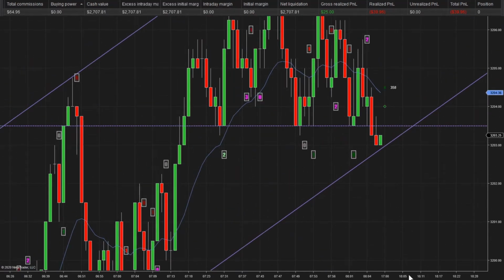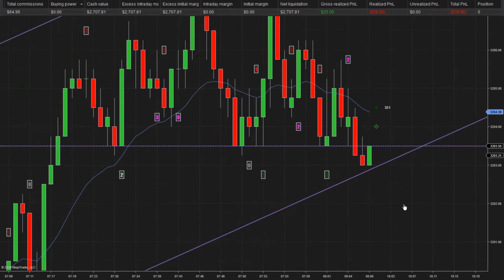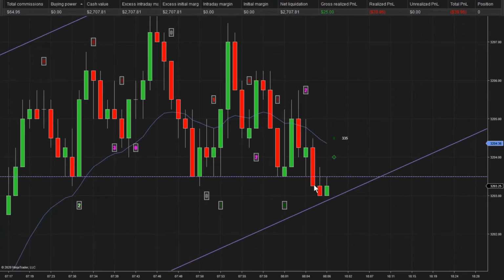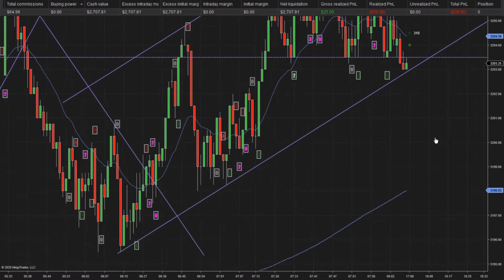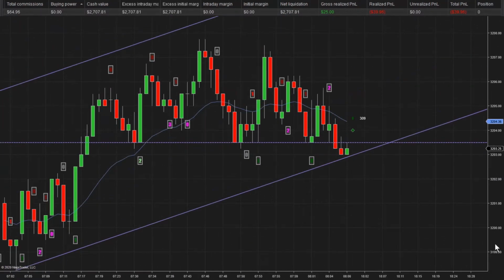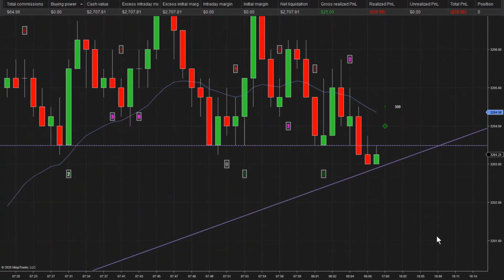I actually wanted to break, pierce it, but it might not even pierce it. So this is a two-legged pullback at the bottom of the channel. You have an A, B, C pattern here, and if it goes up here one tick above the signal, then we have a bona fide two-legged pullback at the bottom of the channel, which I would be interested in with a 3 order.